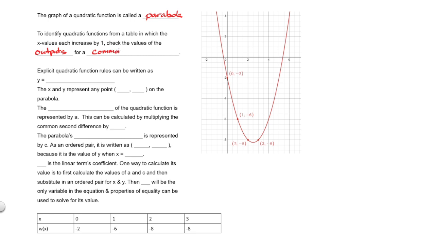When I find a common second difference, and we'll do that here in just a moment, after we finish off these notes. I spelled difference wrong: D-I-F-F-E-R-E-N-C-E.